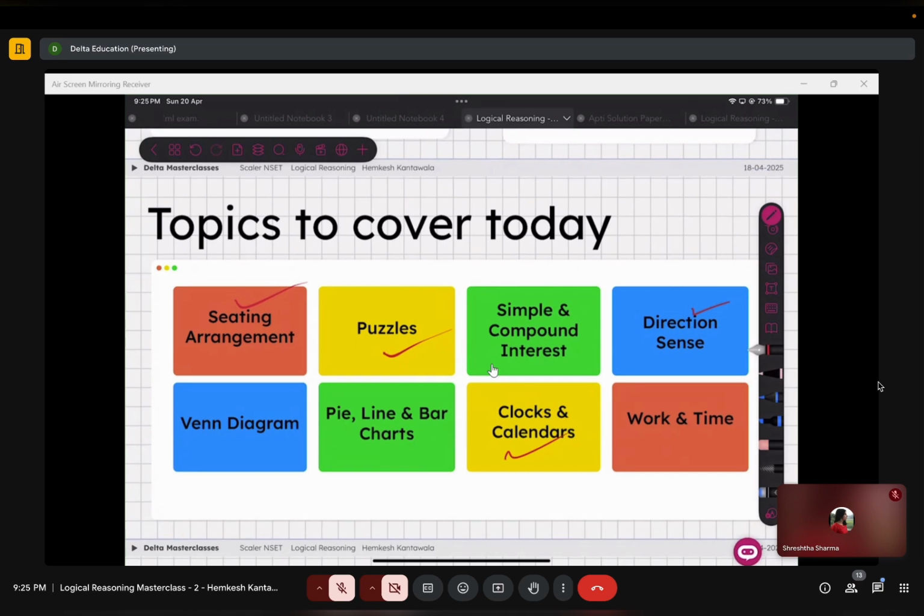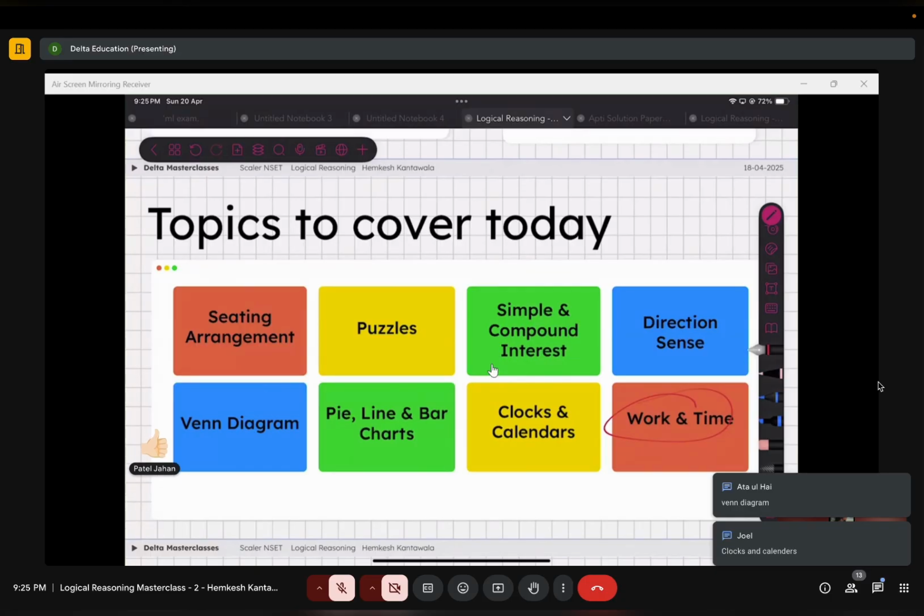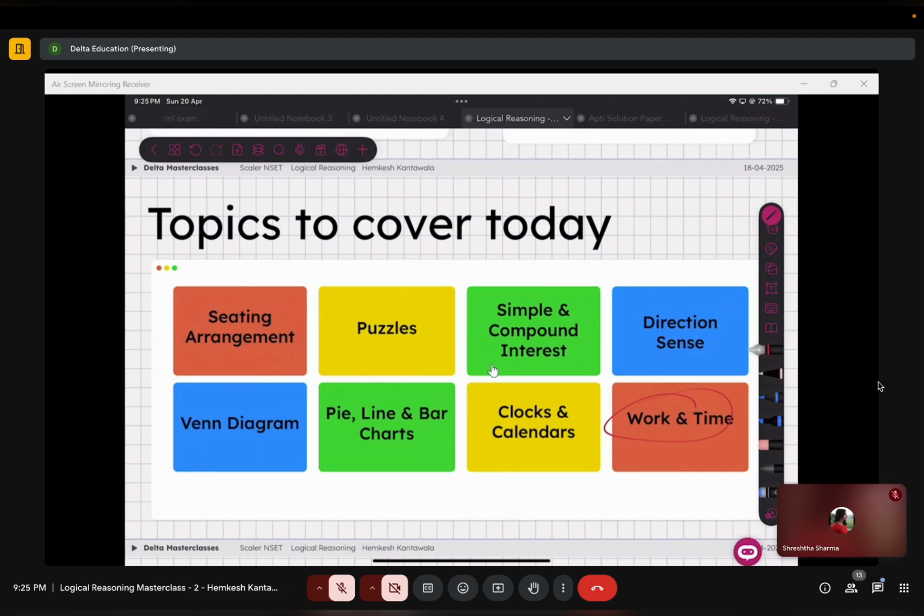If you need more questions from any topic, I could add them. Like I've already told, for the work and time part, I'll add 4 to 5 more questions in this PPT itself. Any other? Venn diagram, clocks and calendars. Okay. So I think Venn diagram is easy. Clocks and calendars also, again, I will add 2 to 3 different types of questions in this PPT itself. Try to solve that.